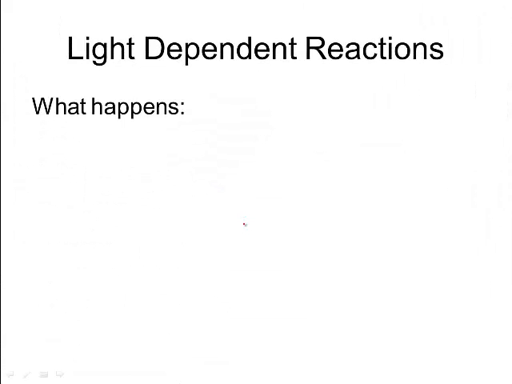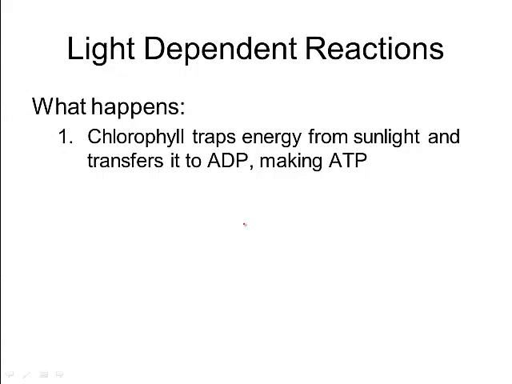So what happens within the light-dependent reactions? Well, number one, chlorophyll is going to trap that energy from the sun, and it's going to transfer that energy into the ADP. And remember, when you put energy into ADP, you're going to end up making ATP. So we're going to make some ATP during this step of the reactions. That's not ATP that the cell is going to actually be able to use. That's ATP that's going to be just carrying energy for us.